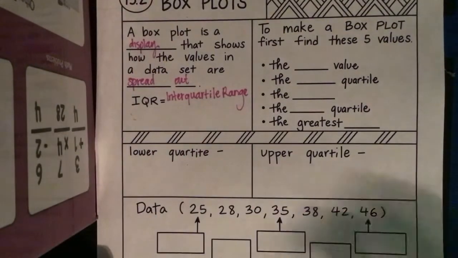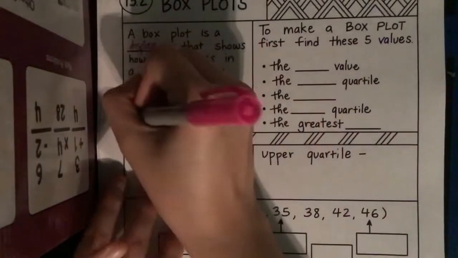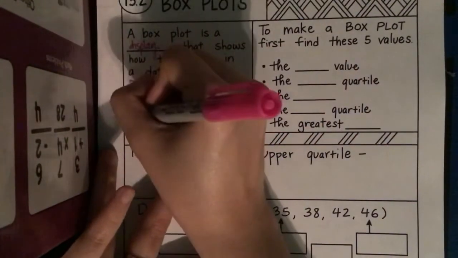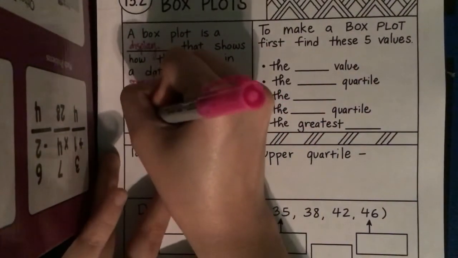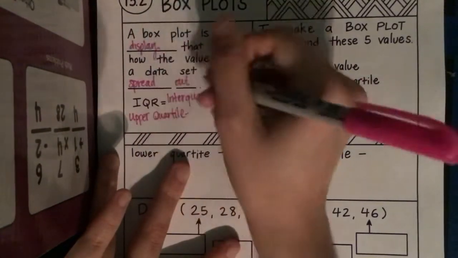Now, to find the IQR, or the interquartile range, you need to subtract the upper quartile minus the lower quartile.